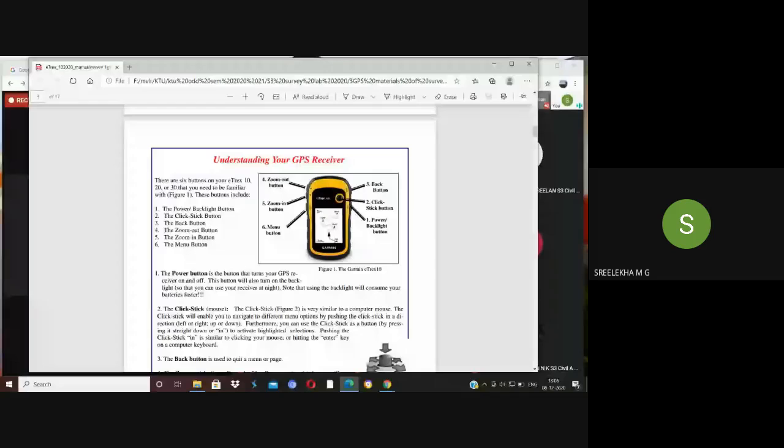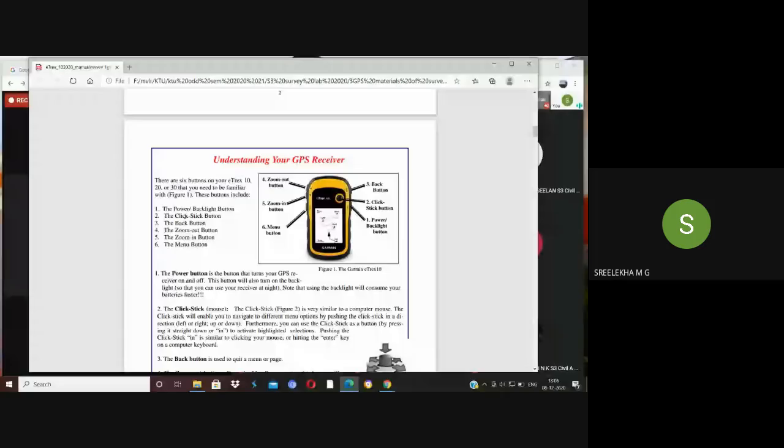So coming to the main portion, we have to identify what the components of the GPS are. So these are the components. Some buttons are there. There is a power button, then a click stick button. It is just numbered here. Okay, so it is like a press button. Then there is a back button. Then a side light on the back button, and there are zoom buttons. There are two buttons, zoom in and zoom out.